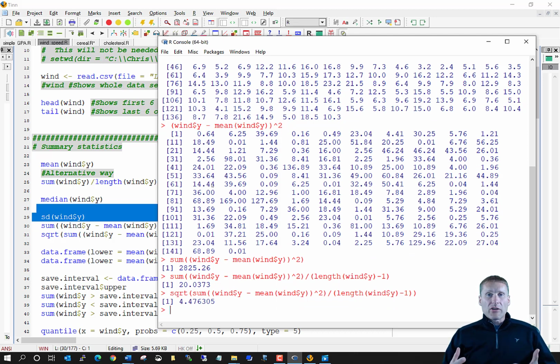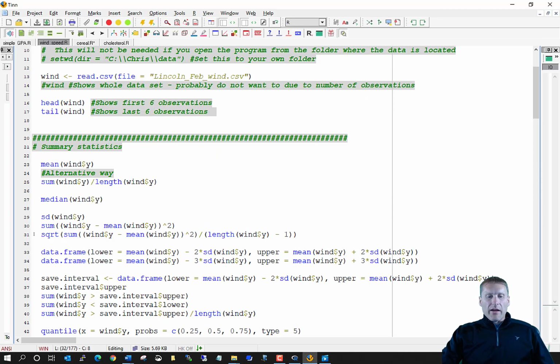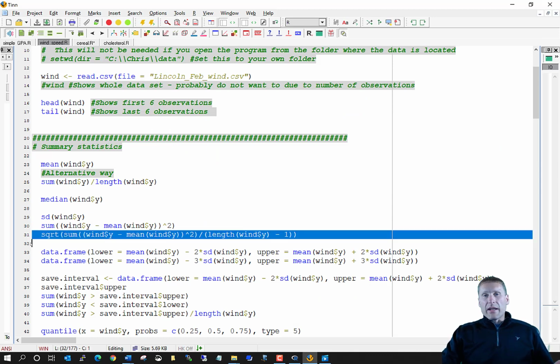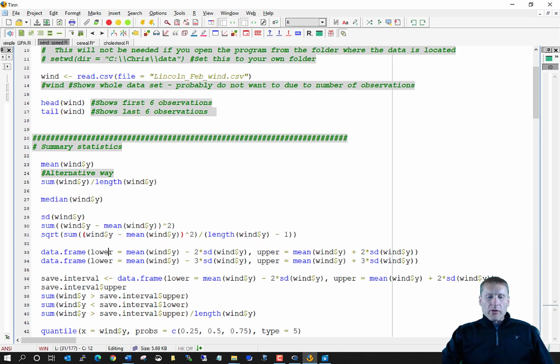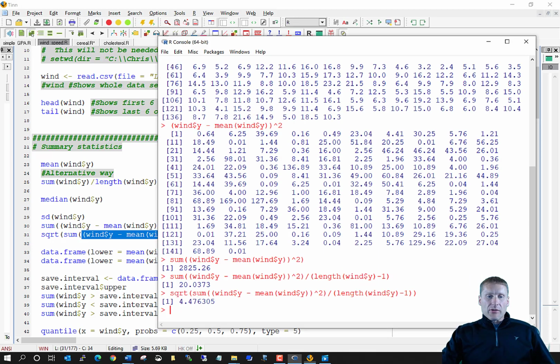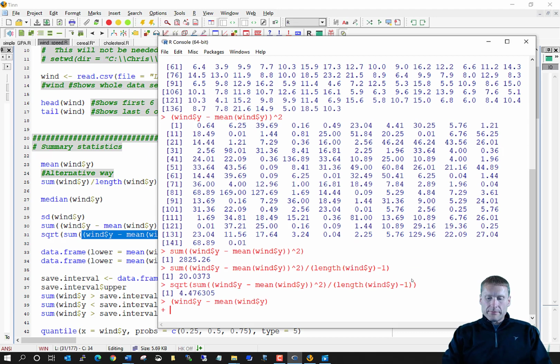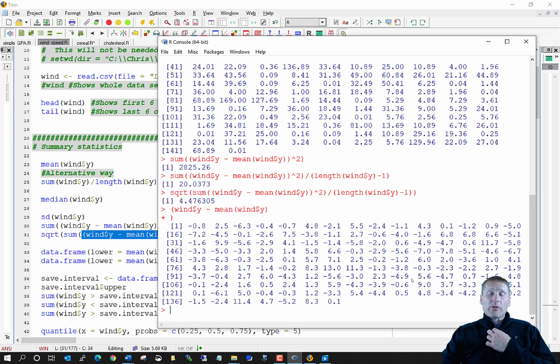Now I went through this little exercise to show you how nice R can be to work with, so that you can understand how these calculations are done. In the program itself, I went immediately to the long expression that I had at the end. But what you can do is highlight part of the code inside of it and run that and see what happens. So let me just do that. And there's those deviations from the mean again.